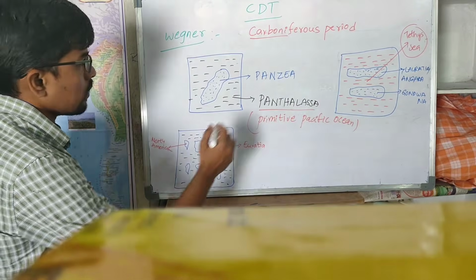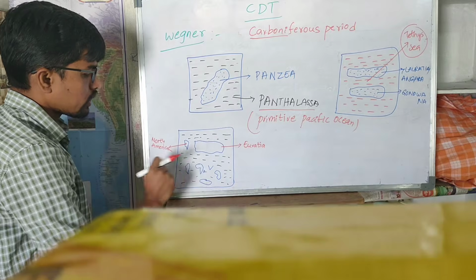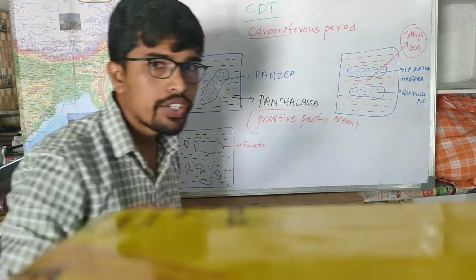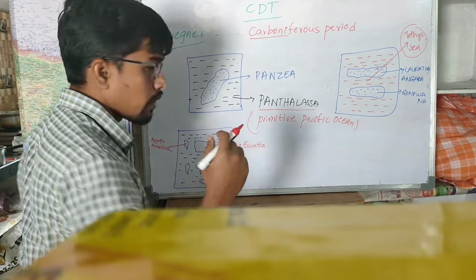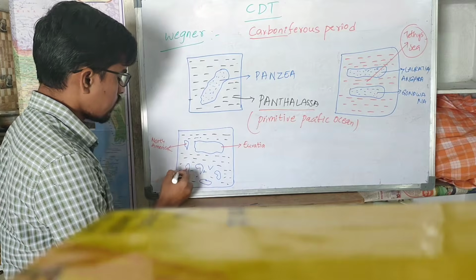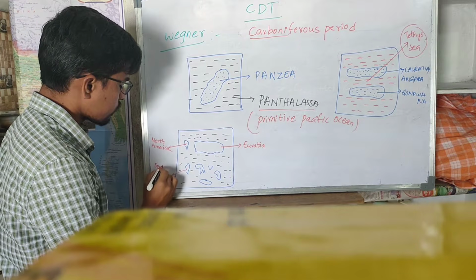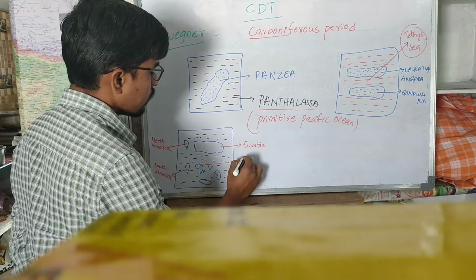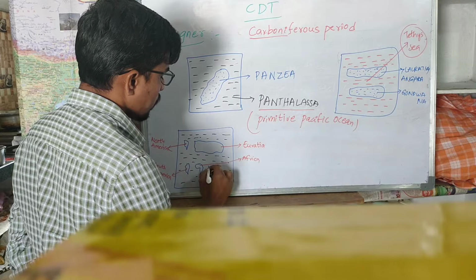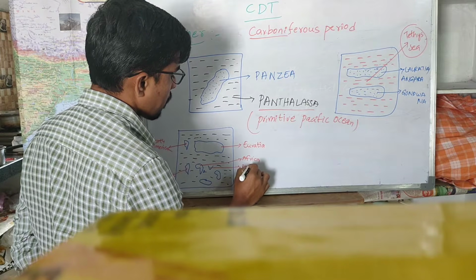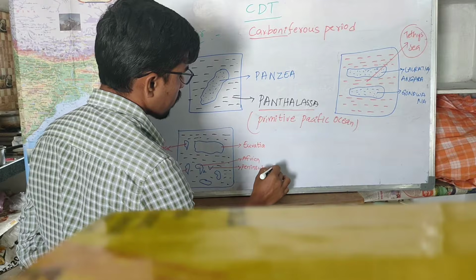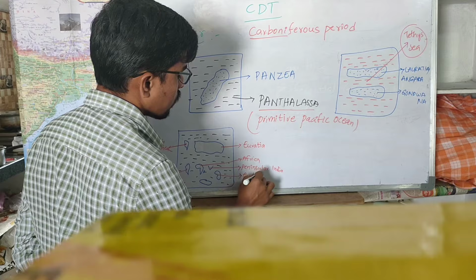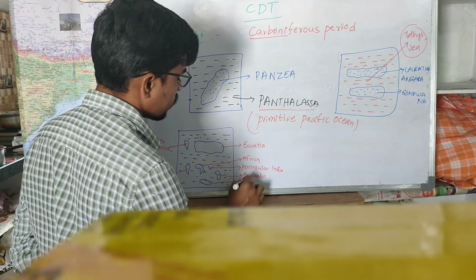So Laurasia is divided into two landmasses, North America and Eurasia. The Gondwanaland is divided into different parts of the continents: South America, Africa, Peninsular India, Australia, and Antarctica.